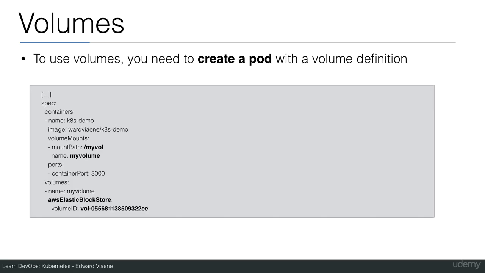Next, we need to create a pod with a container. This is our container that we always use. We can specify volume mounts. The mount path can be /myvol, and the name is myVolume. So this name myVolume comes back under volumes. And then we're going to define AWS Elastic Block Storage, and we're going to specify the volume ID. And that's what I'm going to show you in the next demo.